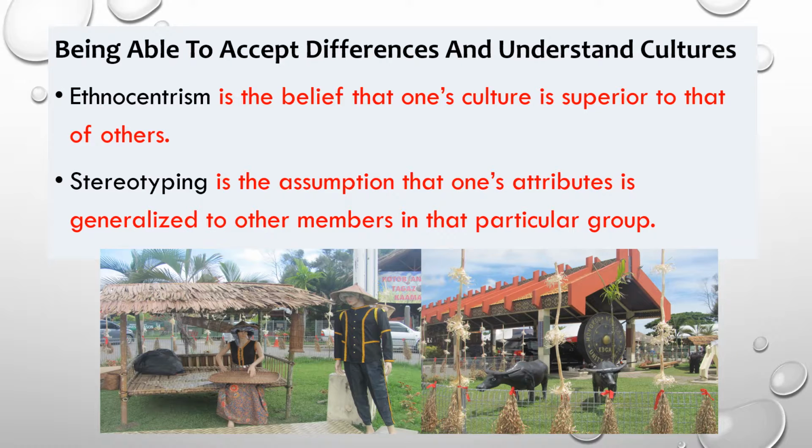Ethnocentrism is the belief that one's culture is superior to that of others. Problems arise when a person is ethnocentric. They feel that there is no need to learn the culture of others. Another problem in cross-cultural communication is stereotyping. Stereotyping is the assumption that one's attributes are generalized to other members of that particular group. For instance, men are strong and do all the work. That generalizes the man's physical power.